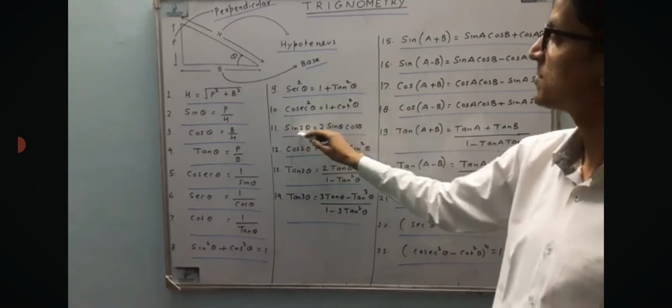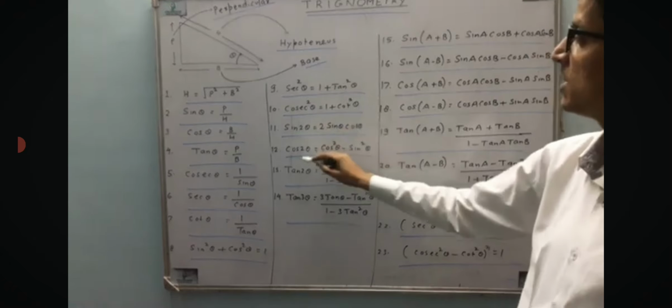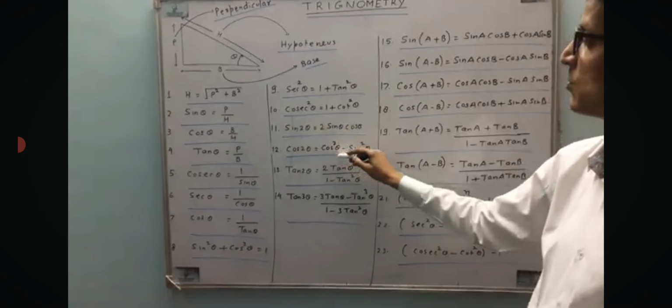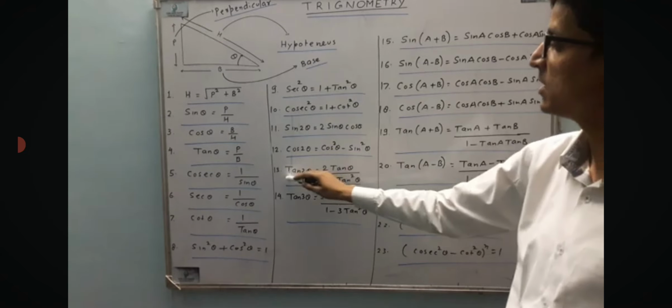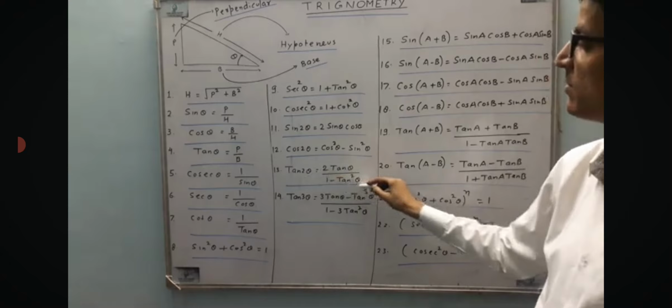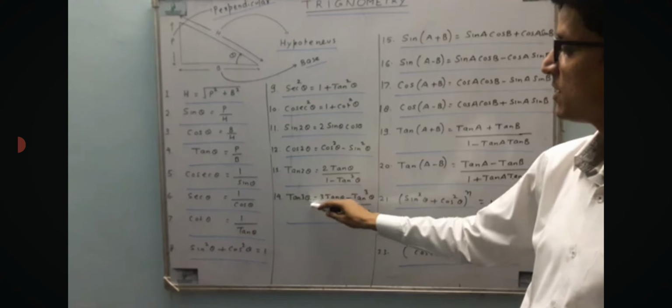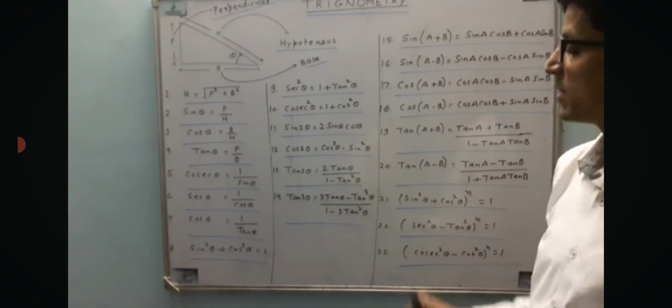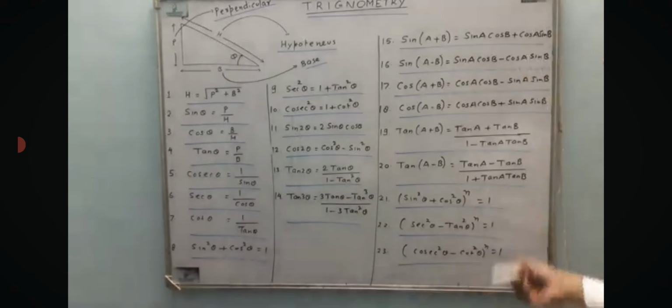11th is sin 2 theta is equal to 2 sin theta cos theta. 12th is cos 2 theta is equal to cos square theta minus sin square theta. 13th is tan 2 theta is equal to 2 tan theta by 1 minus tan square theta. 14th is tan 3 theta is equal to 3 tan theta minus tan cube theta by 1 minus 3 tan square theta. Let's discuss some easy rules.